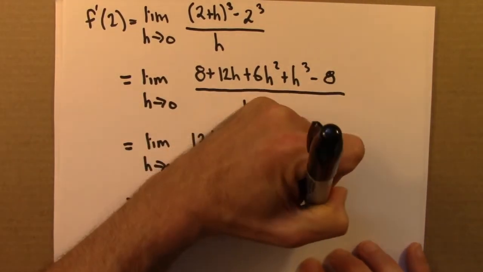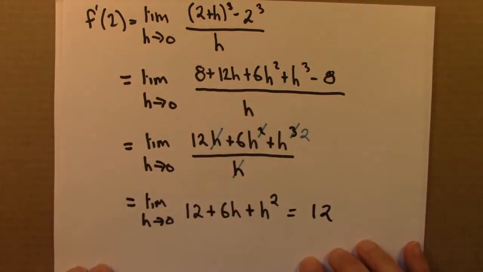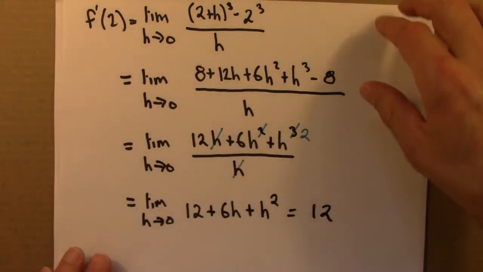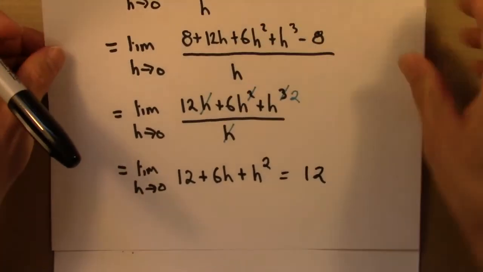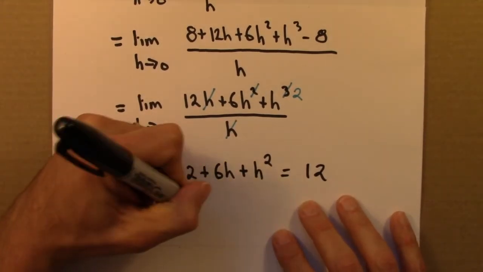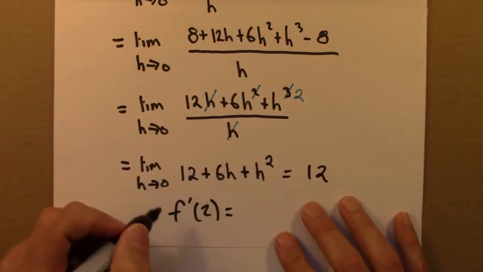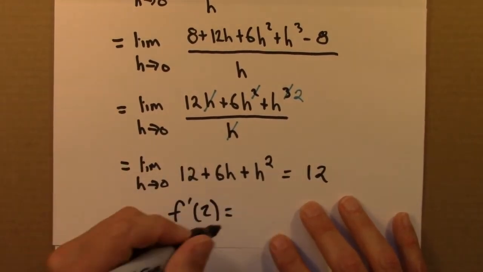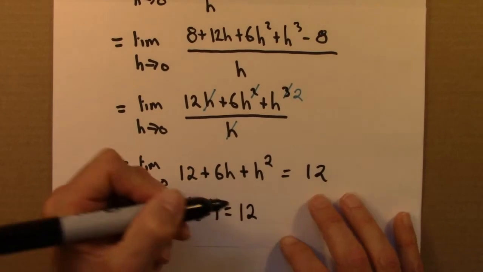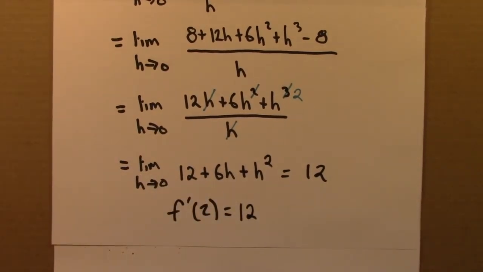So this whole limit is just 12. And that's what we saw 2 other ways in class. So we've just shown that the derivative of the function f of x equals x cubed at x equals 2 is equal to 12.